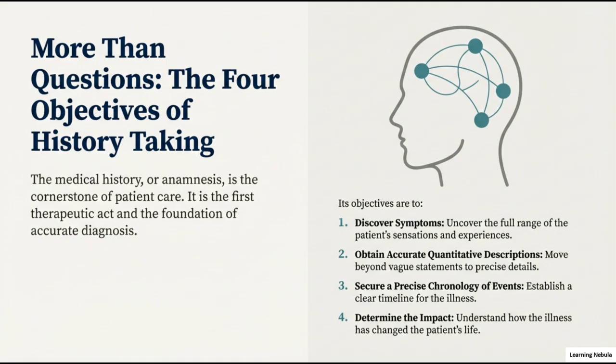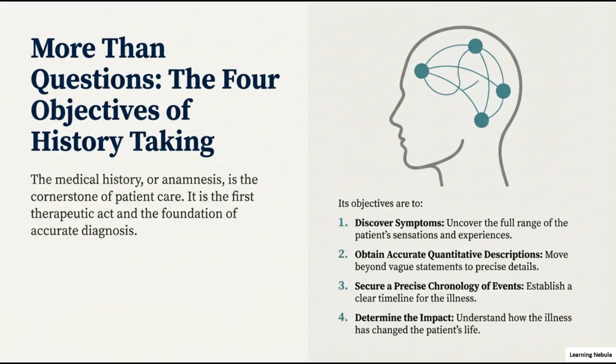Okay, so our mission today is learning how to build that foundation. Let's click forward. Slide 2. We're moving past the title to the objectives. The header is more than questions, the 4 objectives of history taking. And visually, it's a profile of a human head with these nodes connecting in the brain. It's showing that we're not just collecting a list of random complaints. No, you're building a network of information.